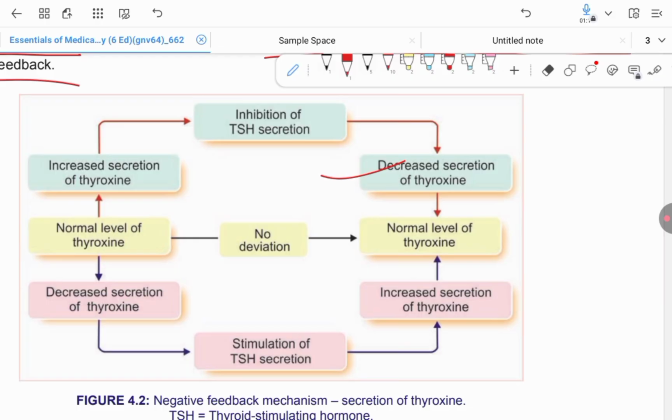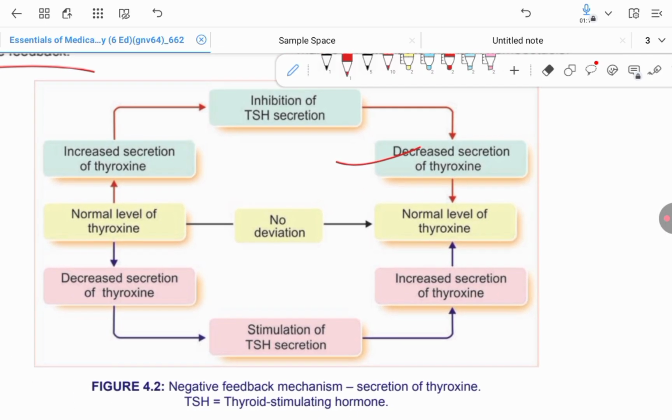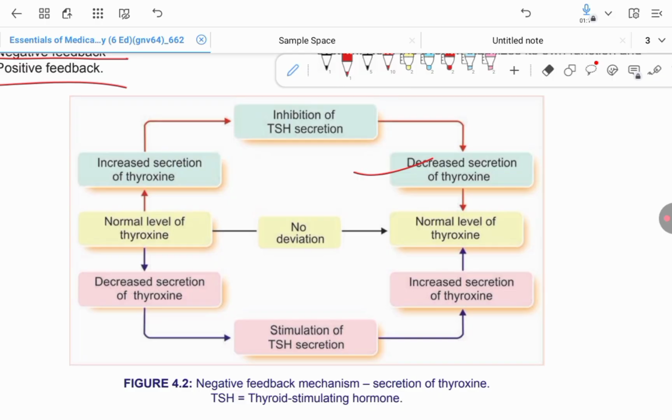The first mechanism which maintains homeostasis through negative feedback is the secretion of thyroxine. In the endocrine system there is a gland we call the thyroid gland. It secretes two hormones. First one is thyroxine, second one is TSH, the thyroid stimulating hormone.